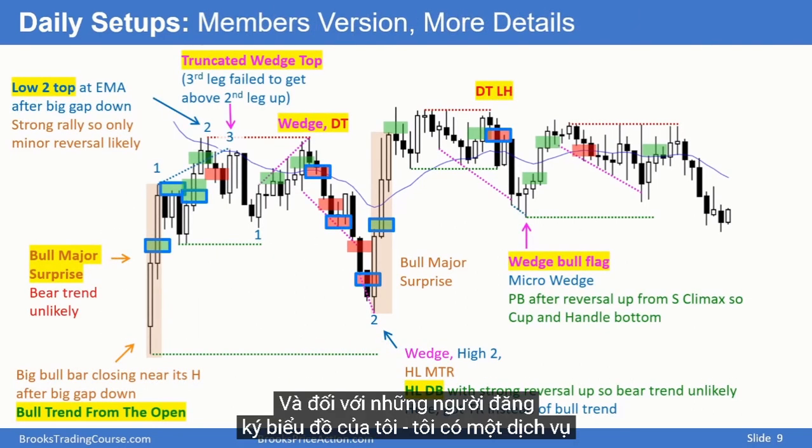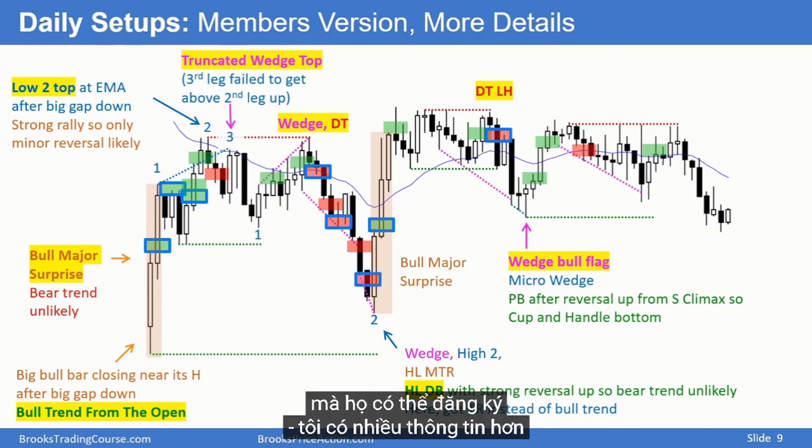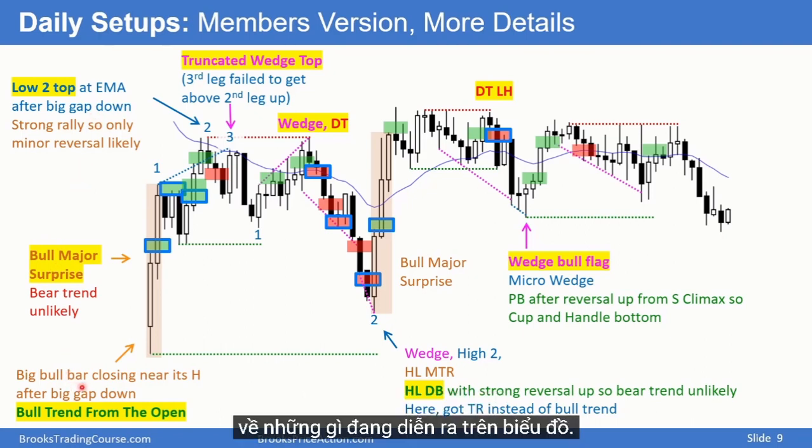And then for people who subscribe to my charts, I have a service that they can subscribe to. I have much more information about what's going on the chart. Some people prefer the extra detail.